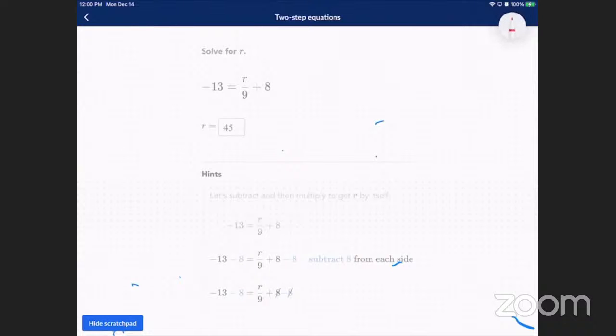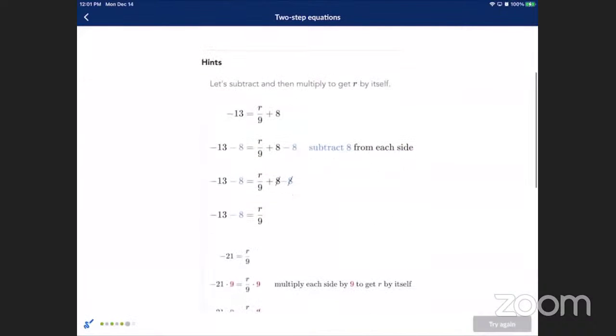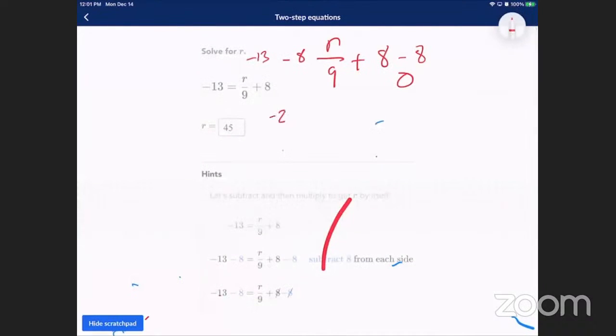What they did first was, yeah, they did what I was used to, what I was supposed to be doing yesterday, where you get 8 on both, subtract 8 from each side. Yeah, and then that would leave us with 0, and then this would be like 21. Yeah, and that would be negative 21, and then this would be equal to r over 9.